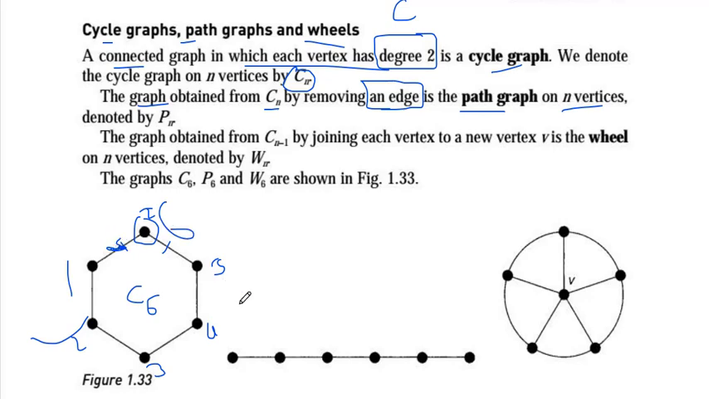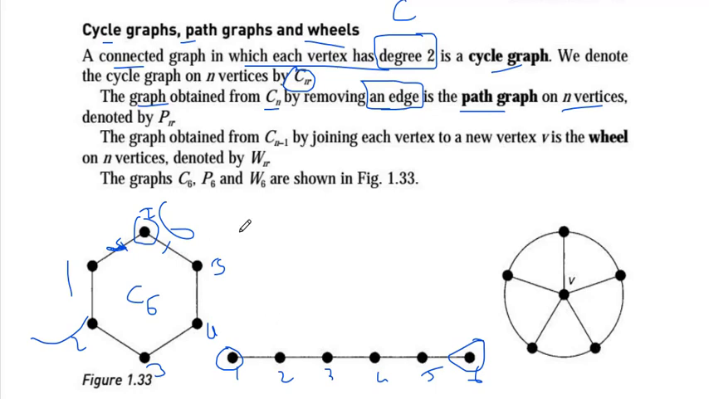I have removed this edge, so with vertices 1 2 3 4 5 and 6, both 1 and 6 will have only degree 1. Why? Because we have removed one edge. So it is called a path. It's a cycle but you have to remove one edge from the cycle graph.